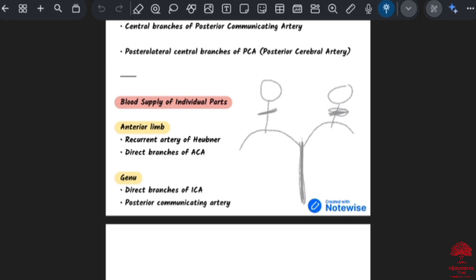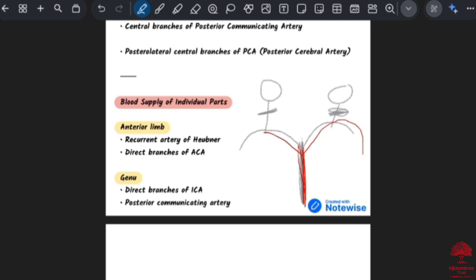This is the basilar artery, and this is the posterior cerebral artery. This is the internal carotid artery. Here from this arises the middle cerebral artery. So this is the internal carotid. So this is the basilar artery. It joins to form the posterior cerebral artery. So this is the posterior communicating artery. The posterior communicating artery communicates between the posterior cerebral artery and the internal carotid artery. So that also supplies the genu.